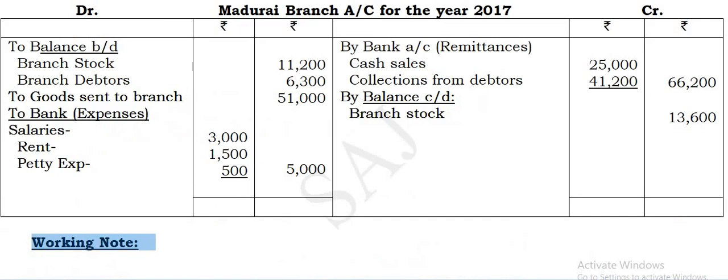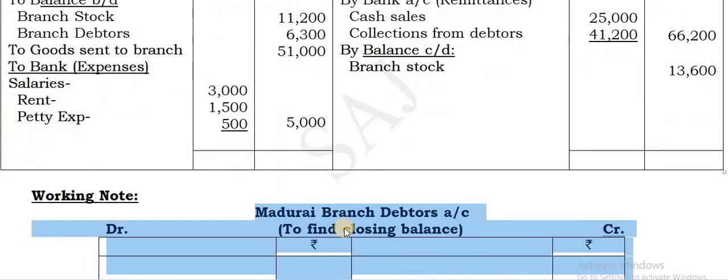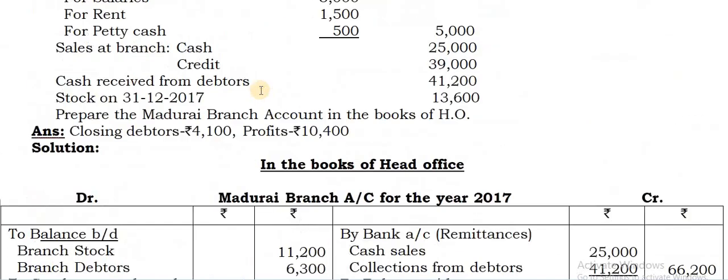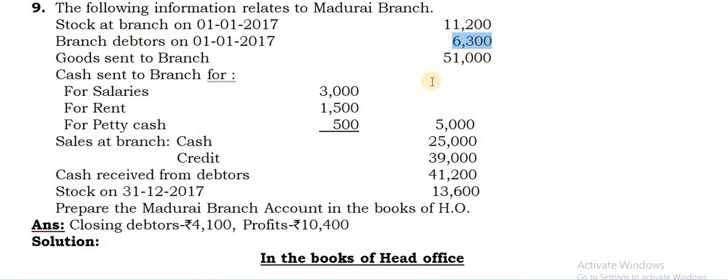Then branch debtors, we don't know. So for that you have to go for a working note. Take the working note there, write it as branch debtors account. Debit side, to balance brought down. Opening debtors is there in 6,300.